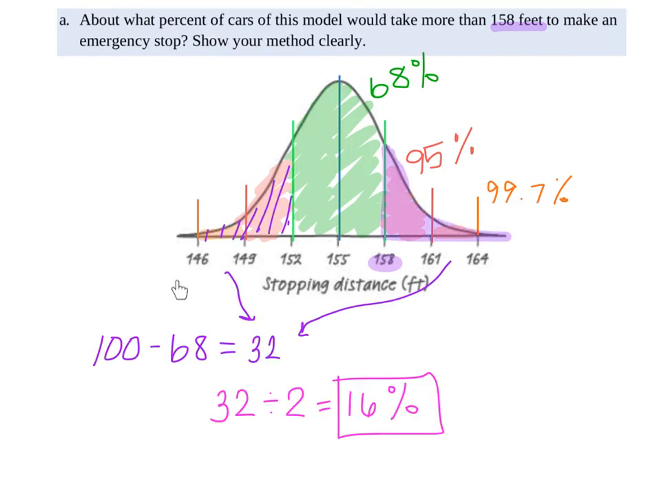Let's start with the notion that this entire curve represents roughly 100%. I know it's not exact, but we're going to go with 100%. If we remove this green chunk here in the middle, so 1 standard deviation to the left and 1 to the right of the mean, that gives me 100 minus 68 is 32. So everything else represents 32% of our data. So 2 standard deviations over here, 2 standard deviations over here, 32%. I only need this one, that is 158 and more. So I cut it in half because they are equal. And 32 divided by 2 is 16%. So that answers our question. About 16% of cars in this model would take more than 158 feet to make an emergency stop.